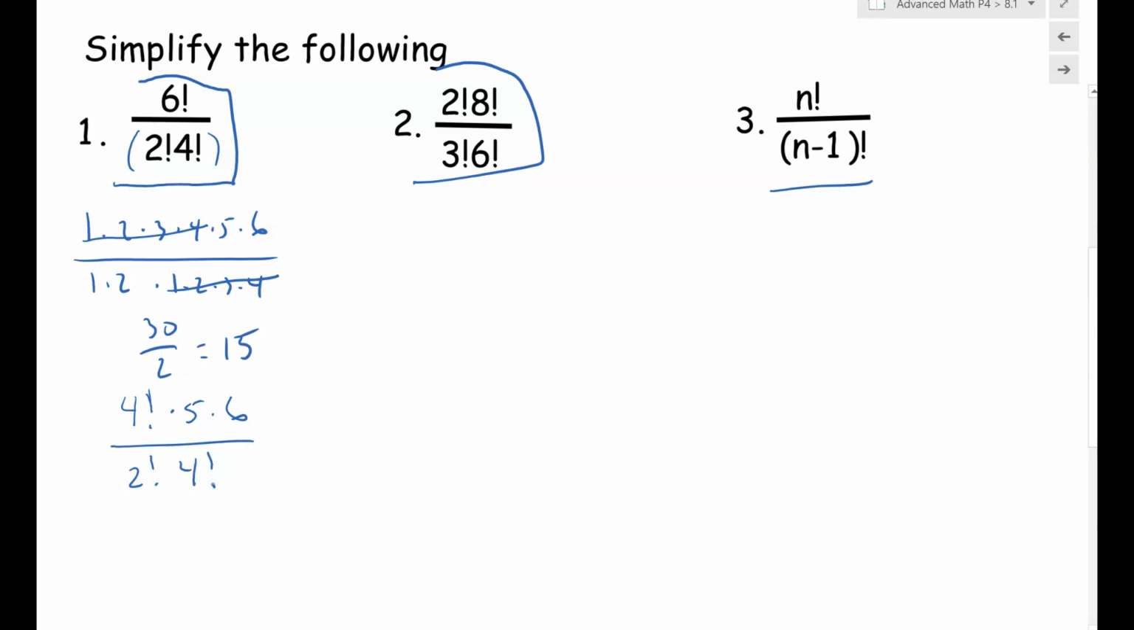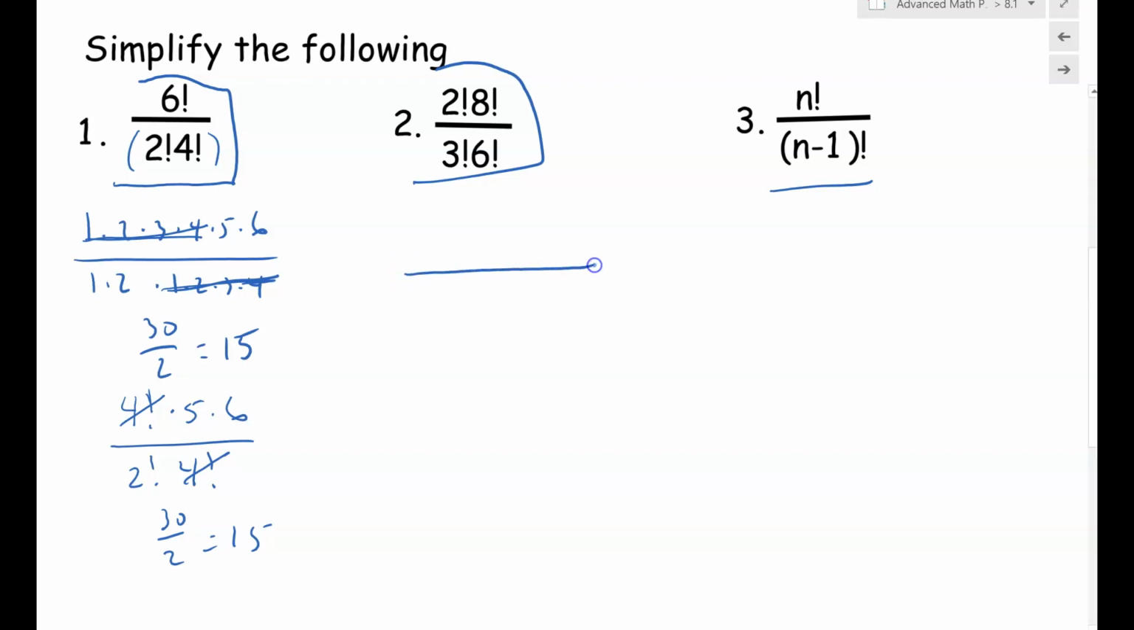So what I'm doing is I'm understanding that this stuff here is going to cancel. So the 4 factorial and the 4 factorial cancel. I get 30, and 2 factorial is 2 again, and I still get 15. So it's another way to group things. Okay? Why don't you try that with number 2? Maybe you want to pause a minute and try that out.